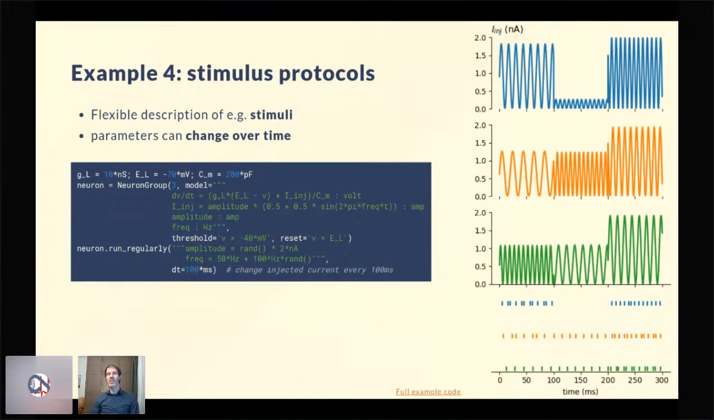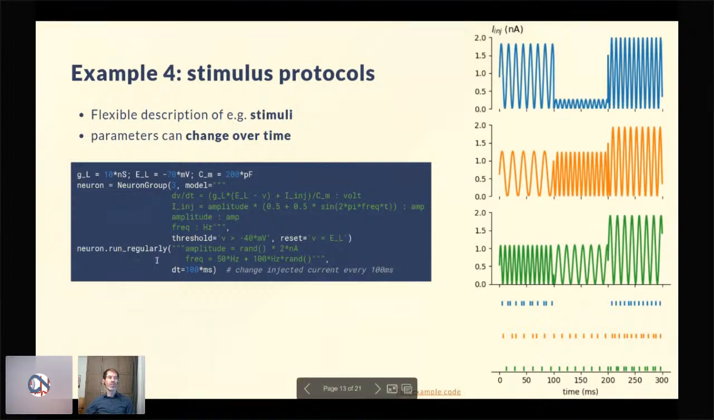And finally, a last example. Nothing restricts you to using these equations only for the neuron and the synapse model. You can also use them, for example, to have parametric functional versions of your stimulus. So for example, here we have an injected current that is part of the neuron equation, so it gets injected into the membrane potential. But in addition, it is given as a function of time. So in this case, it's a sinusoidal injected current with a certain amplitude and a certain frequency.